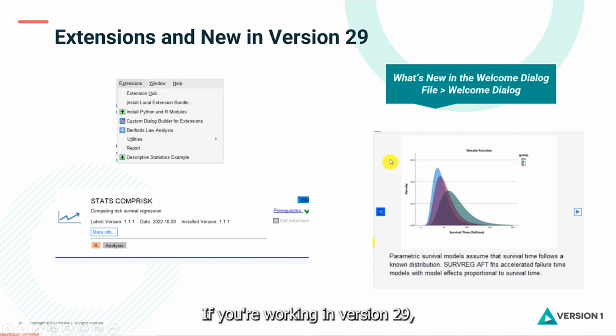If you're working in version 29, you can go to the What's New in the Welcome dialog. You can go on the File menu, select Welcome Dialog, and it will bring up information on what's new. And again, it will give you a little bit of information about the parametric survival models.